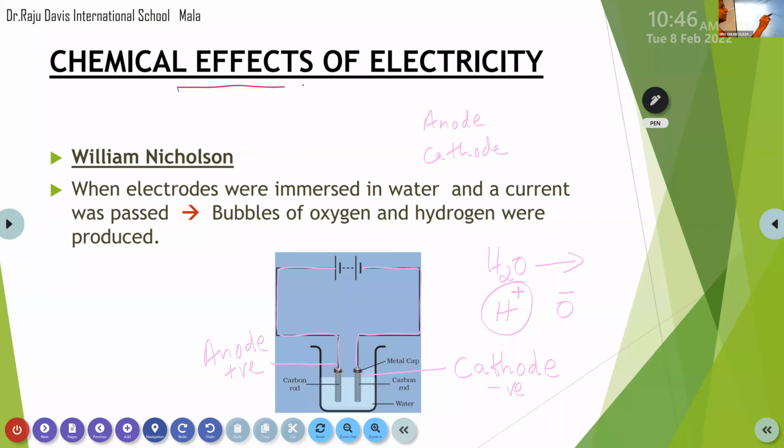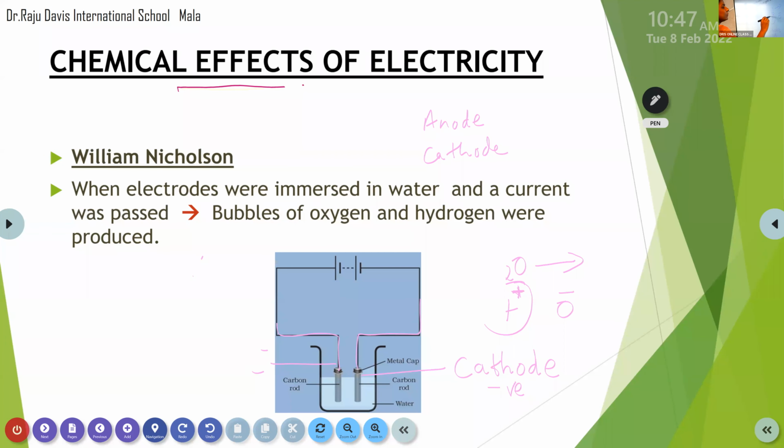Why does it move towards anode? What is the charge of hydrogen? Positive. What is the charge of anode? Positive. Hydrogen has positive charge, anode has positive charge. Do same charges attract or repel? Repel. So there is repulsion, so hydrogen moves towards which electrode? Cathode. Okay, clear?